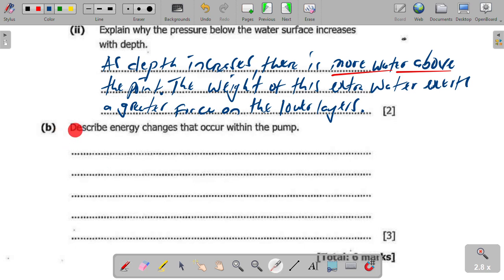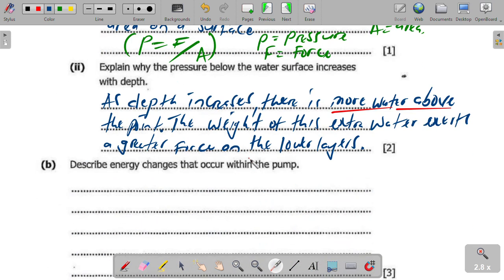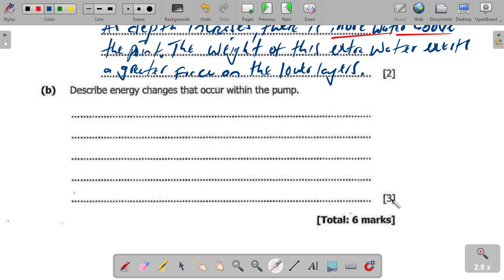Question B. Describe energy changes that occur within the pump. So this pump here, what energy changes take place as water enters and then flushes out there? How many marks? You have 3 marks there. Okay, so firstly, there is the electrical energy.